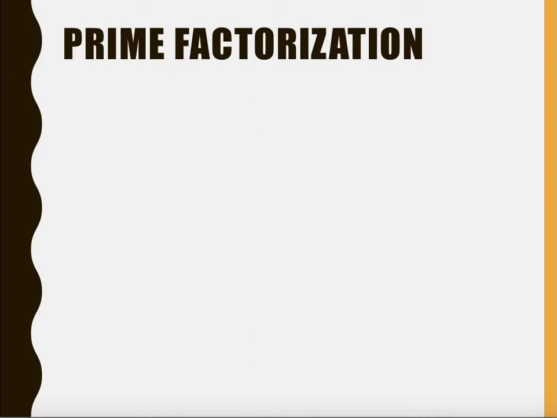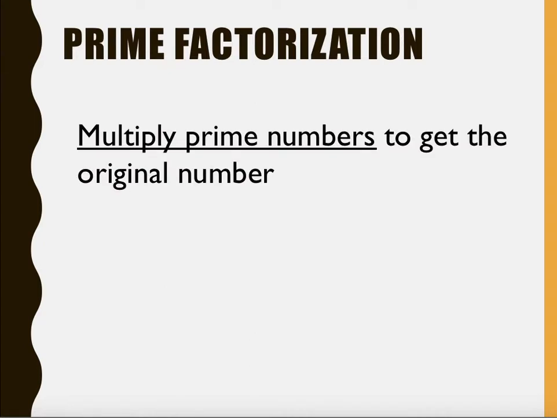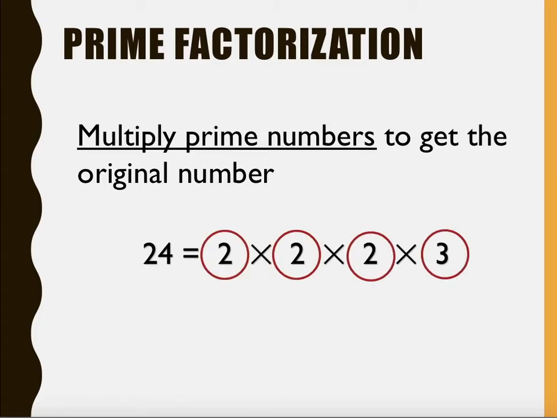Let's look at what prime factorization is. When we multiply just prime numbers to get a number, then we are doing prime factorization. Here 24 is written as 2 times 2 times 2 times 3, and all these numbers are prime numbers, so we are writing it as a product of prime numbers. This is how we write prime factorization.